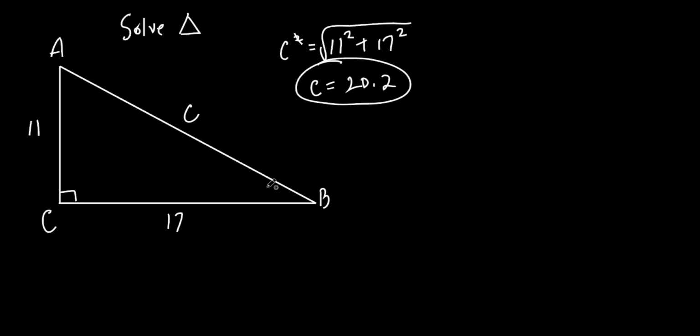Let's do the trig part. Let's solve for angle B first. It doesn't make any difference, I always like to solve for the one down here on the bottom. So which trig function are we going to use? I'm finding this angle, angle B. What is 11 to angle B? It's opposite. What is 17 to angle B? It's adjacent. So I've got opposite and adjacent. Which trig function uses opposite and adjacent?